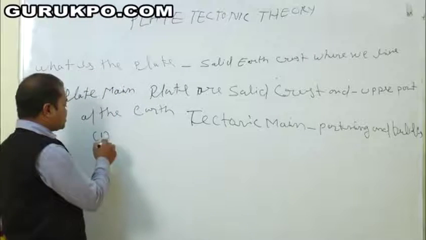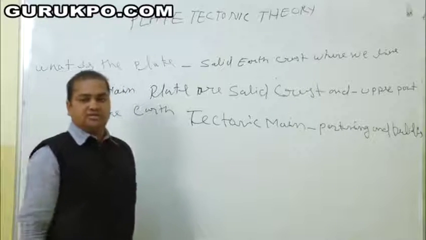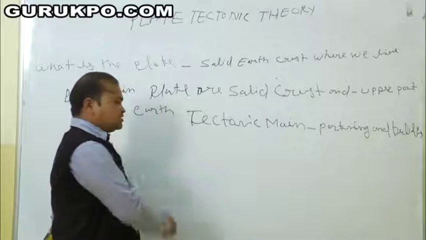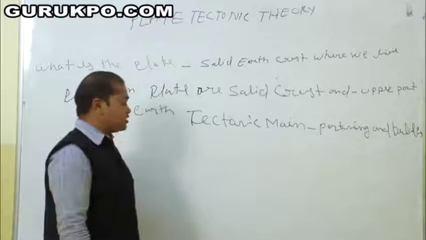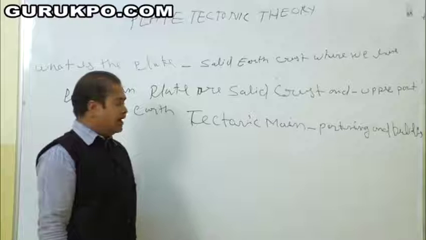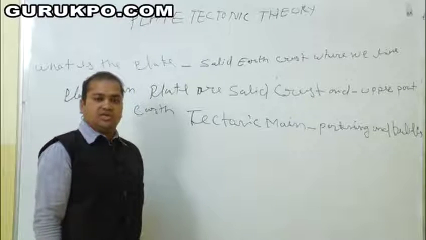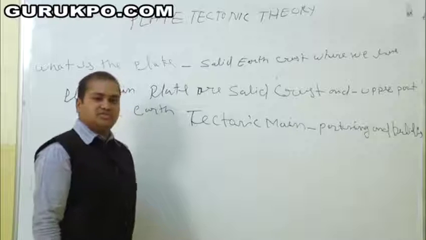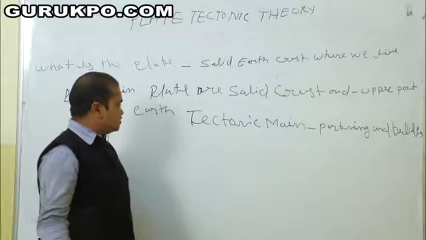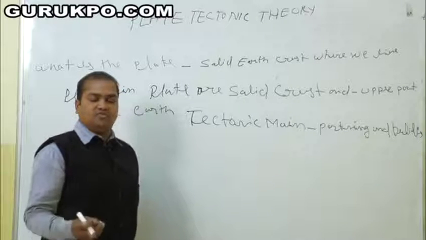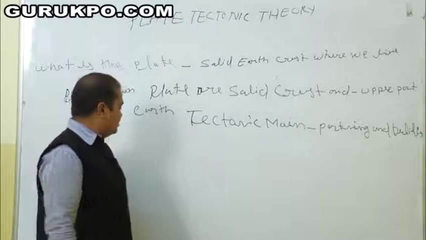Continental plate is mostly old plates. Thickness is 7 to 70 kilometer in depth, and oceanic plate is mostly newly formed, that is due to some tectonic features like volcano and earthquake.